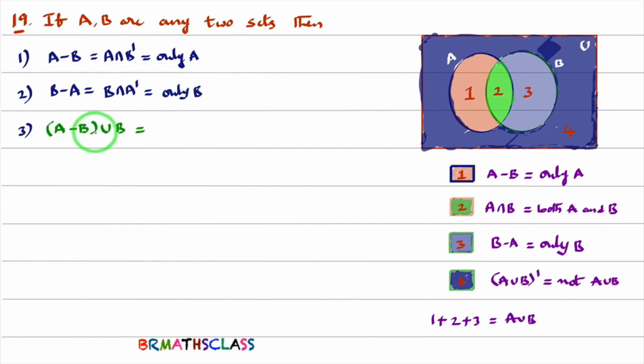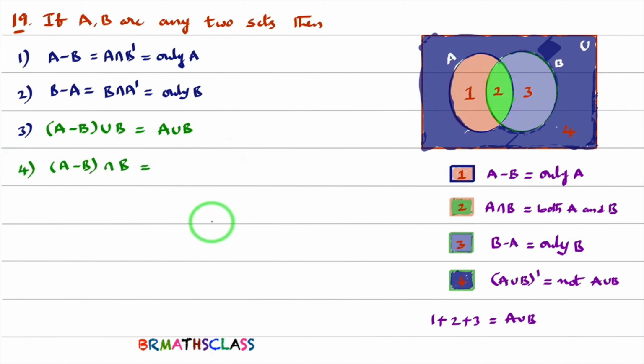You observe this: A minus B union B. A minus B means this part 1. Union. What is set B? Here in this diagram, what is set B? Set B is part 2 plus part 3. When we do the union, what will you get? A minus B is part 1, set B is 2, 3. When we do their union, you will get 1 plus 2 plus 3. What is 1 plus 2 plus 3? It is A union B. Please try to understand: A minus B union B is nothing but A union B.